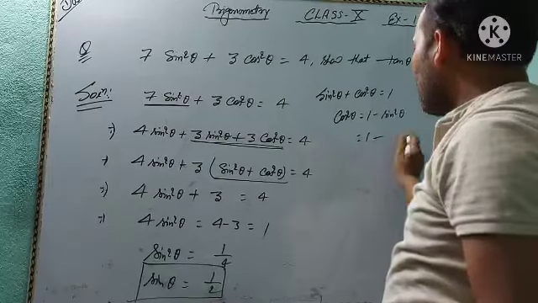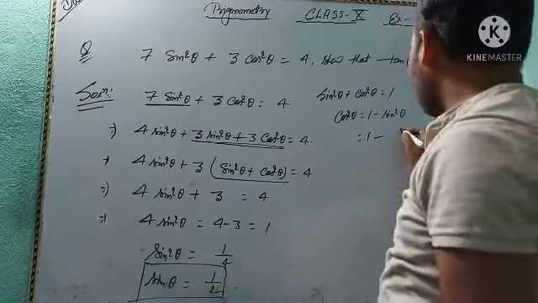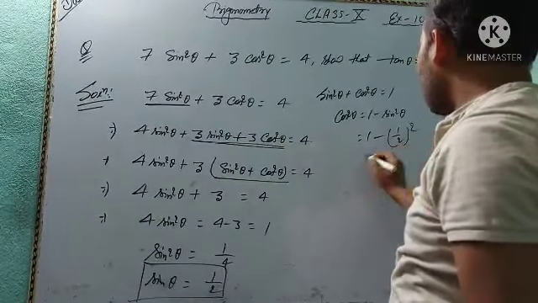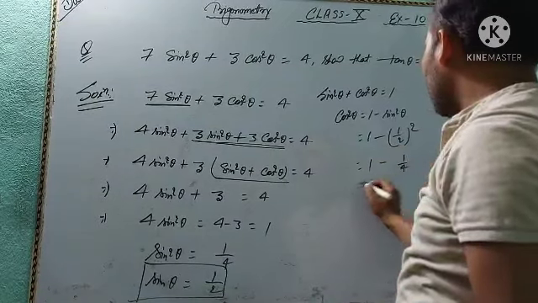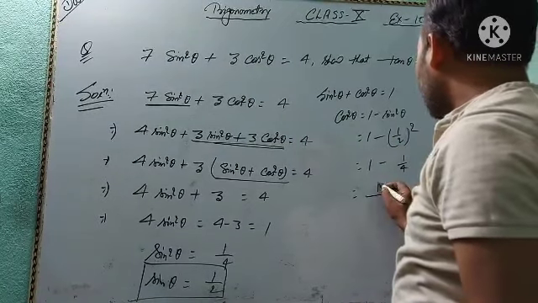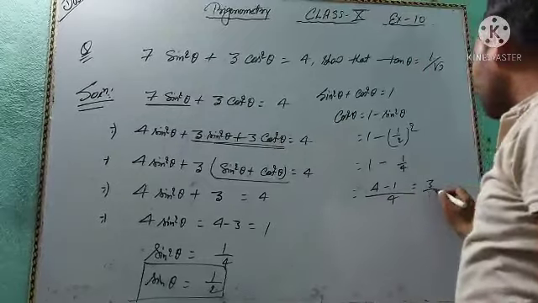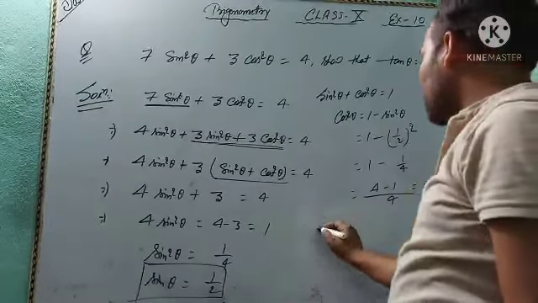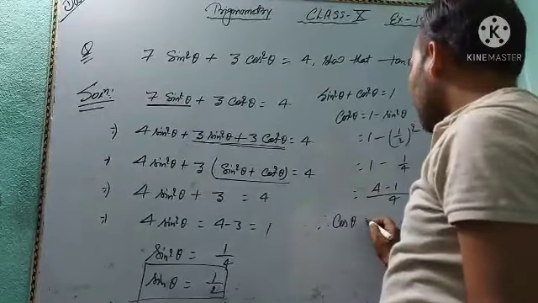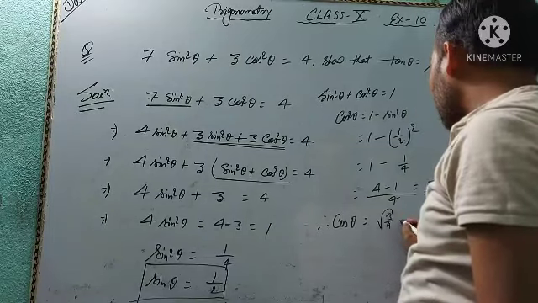Okay, so 1 minus sin square theta. Put the value of sin theta, 1 by 2 whole square, that is 1 minus 1 by 4. So take LCM 4. 4 minus 1, that is 3 by 4. And cos theta is equal to, removing the square, root 3 by 2.